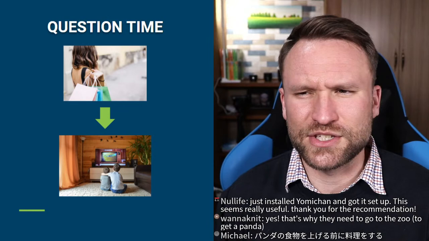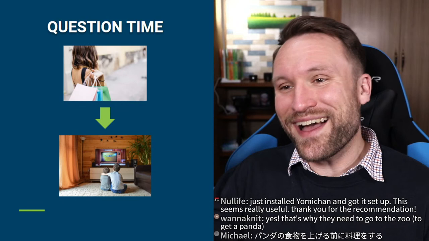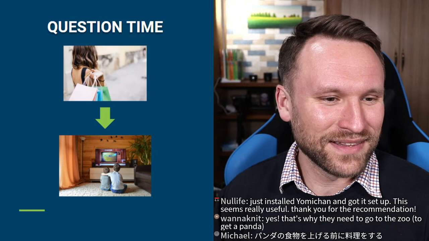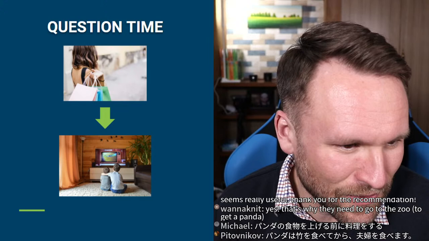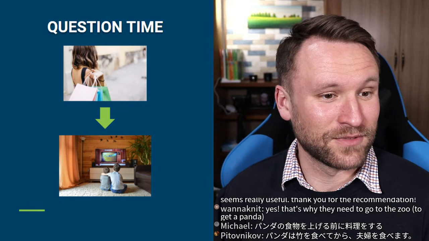JMDict. Yes, that's why they need to go to the zoo to get a panda. Right, of course. How could I not have thought of that? Panda no shokubutsu wo ageru mae ni. Tabemono wo. Ah, tabemono ne. Tabemono wo ageru mae ni ryōri wo suru. Yasashii. Yasashii ne. I don't know if they eat cooked food, but.